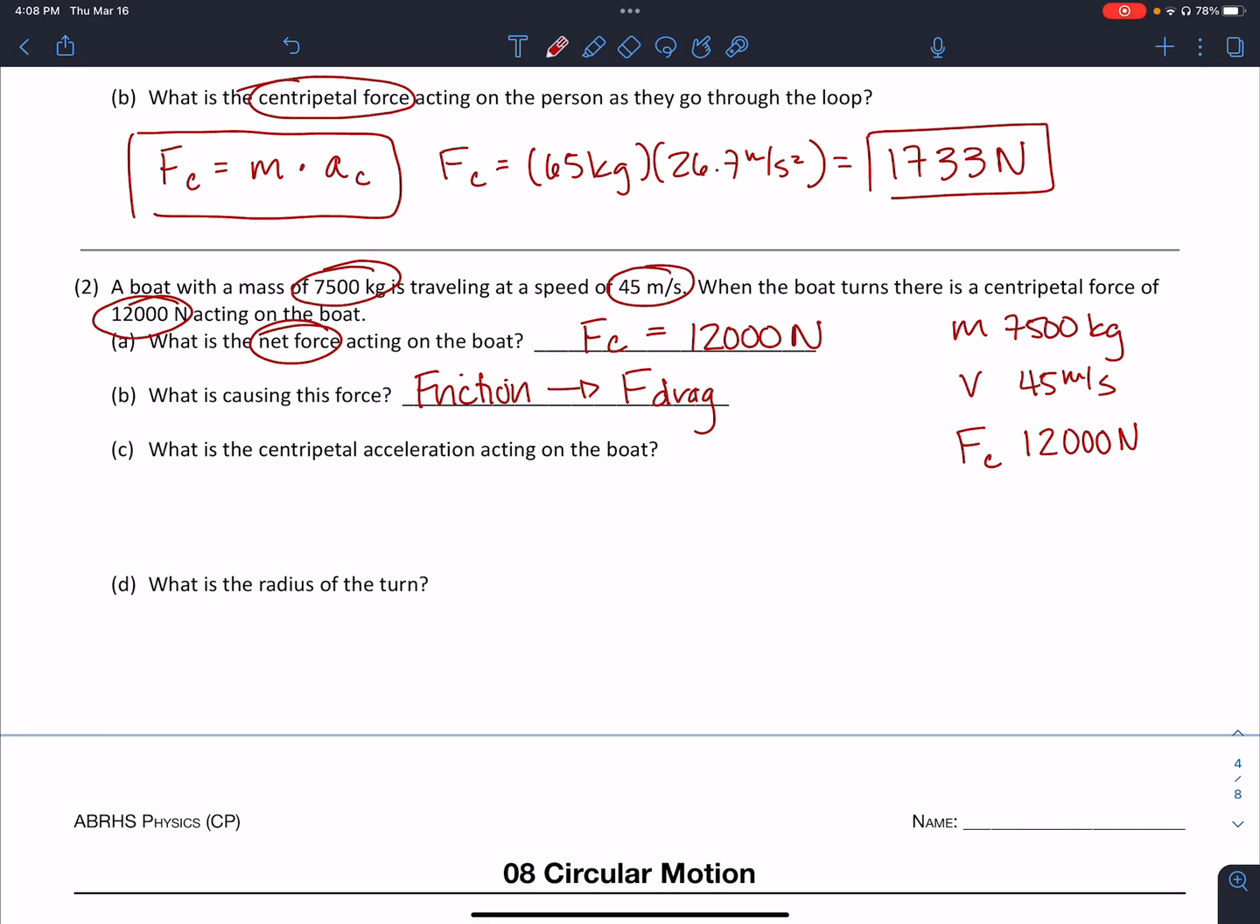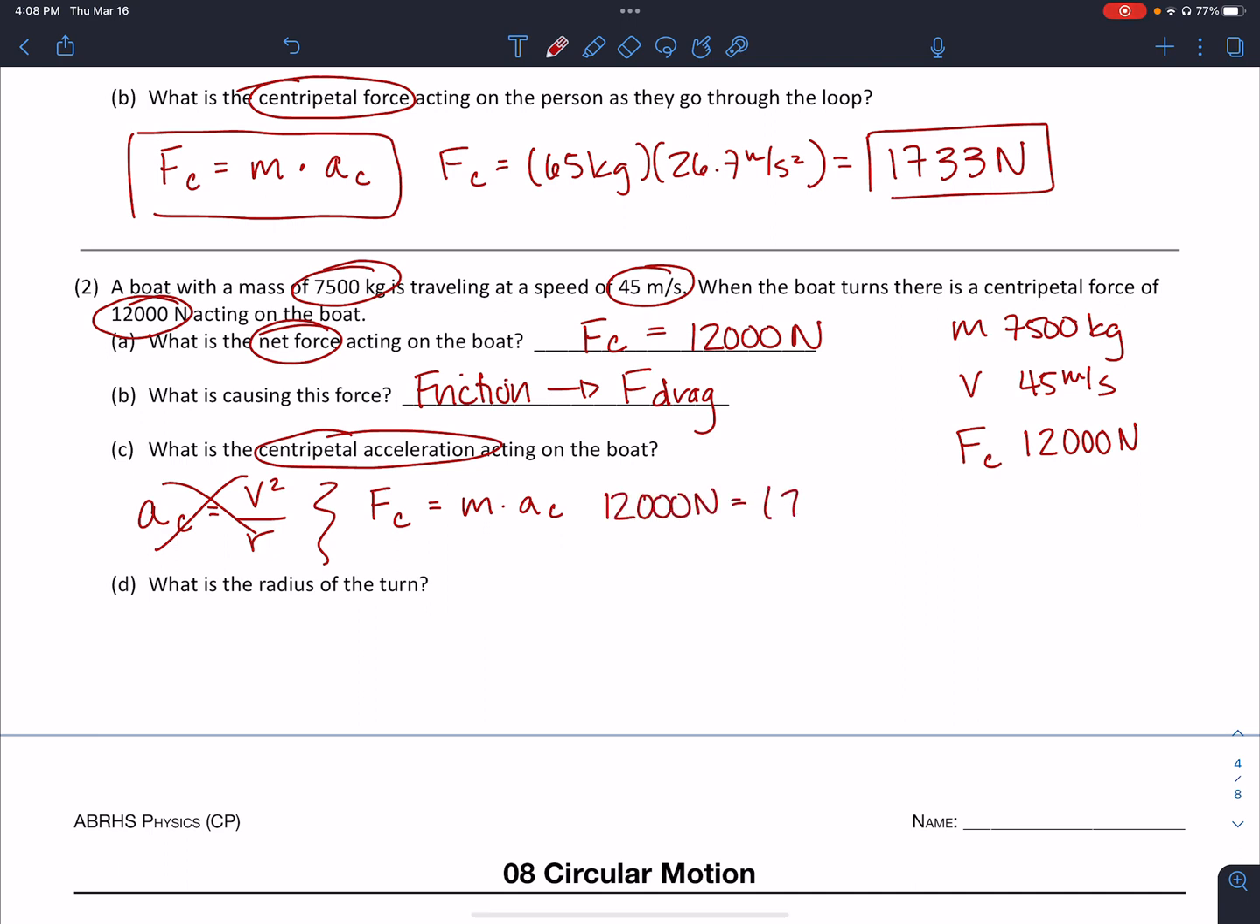Now to calculate the centripetal acceleration, we're just going to use our formula, v squared over r. But then I look and I'm like, oh no, I don't know r, so I can't do this. So instead I'm going to use my formula for centripetal force, which is mass times acceleration, and I know my force and my mass. I plug in 12,000 newtons for that force, 7,500 kilograms for the mass, and my unknown is the acceleration. I divide both sides by 7,500, and I find that the boat is accelerating at 1.6 meters per second squared.